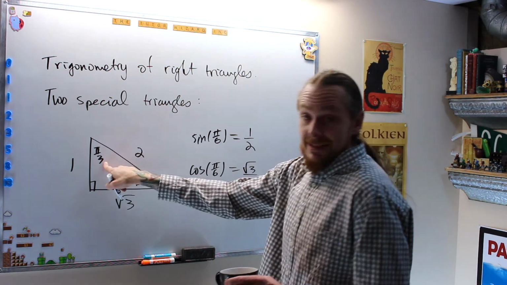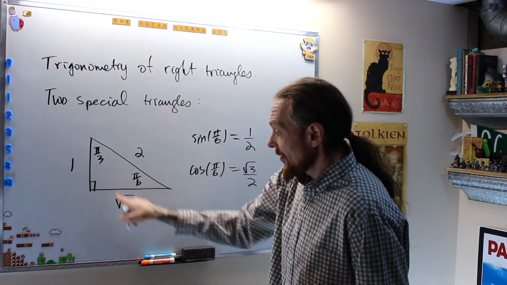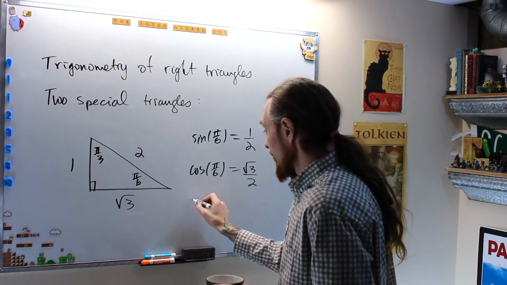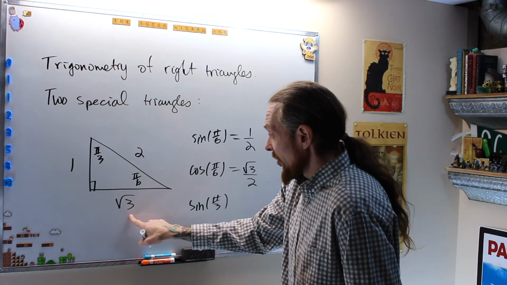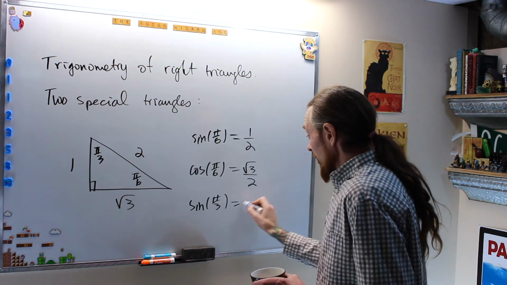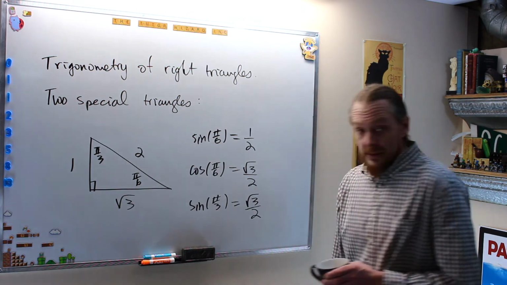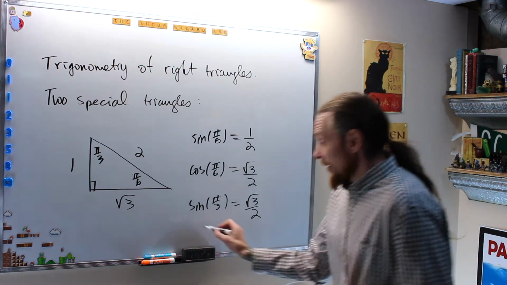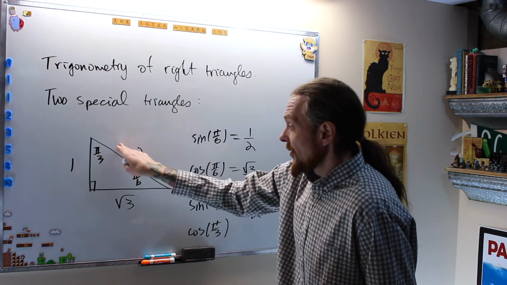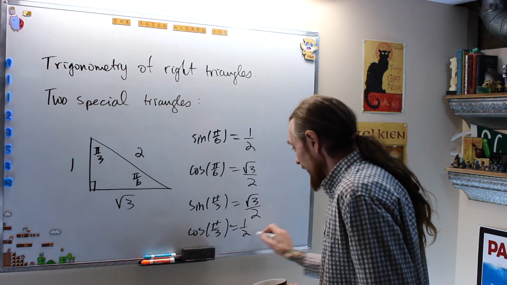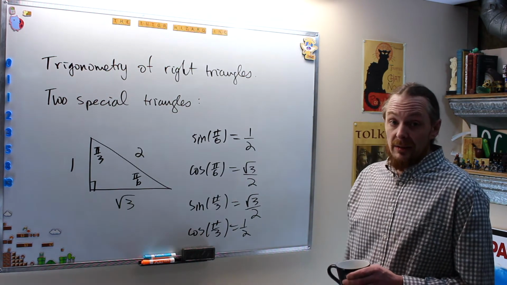And then using this angle, now if this is the angle, this is the opposite, and this is the adjacent. So what this says is sine of pi over 3 is opposite over hypotenuse, which is root 3 over 2. They interchange their values at this angle. And then cos of pi over 3 is adjacent over hypotenuse, which is 1/2. So these are the magic unit circle values.